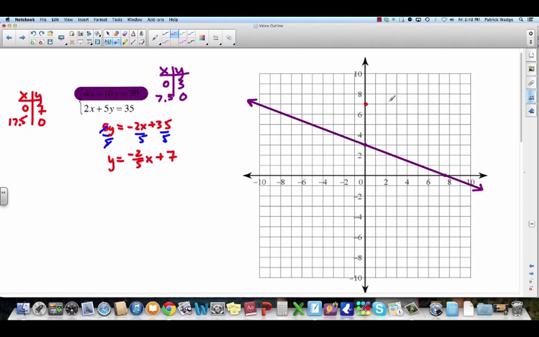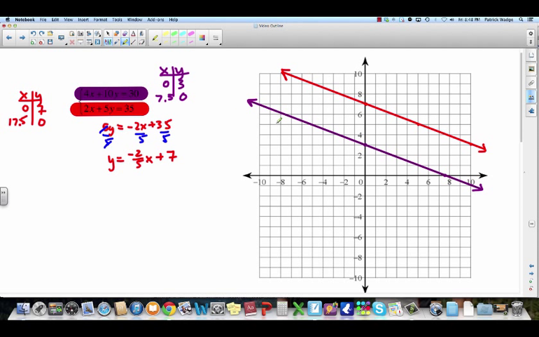That gives us a y-intercept of 7. Yes, we already had put that there. And our slope is negative 2 over 5. That means rise negative 2, or down 2, and run 5. 1, 2, 3, 4, 5. And I will draw a line through there, a red line. Okay, all the points on that line satisfy this equation.